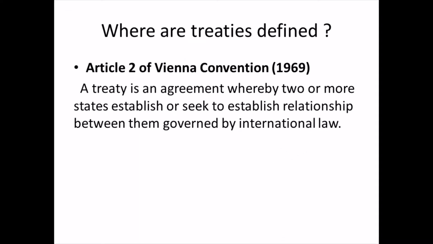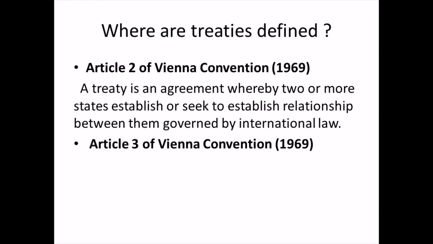Article 2 of the Vienna Convention states that a treaty is an agreement whereby two or more states establish or seek to establish a relationship between them governed by international law. So it is generally two or more states who seek to establish a relationship between each other, and this relationship is governed by an authority known as international law. Any agreement between two countries which is governed by international law is considered to be a treaty according to Article 2 of the Vienna Convention.